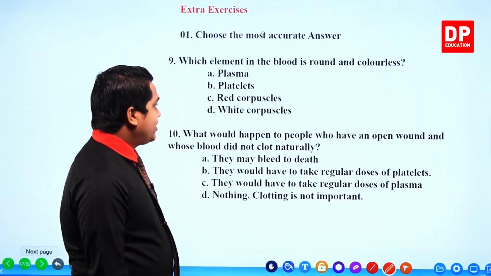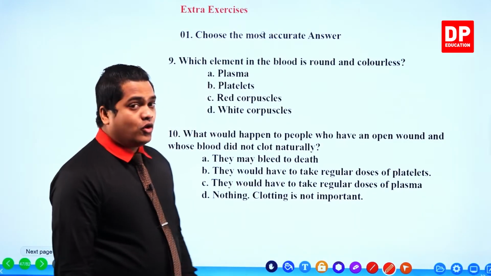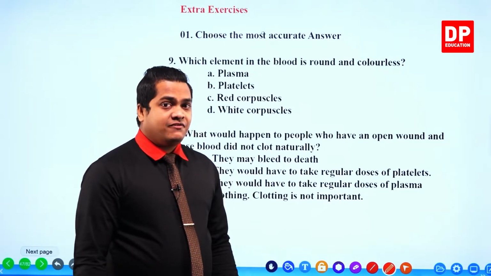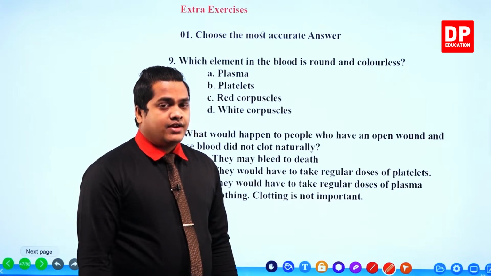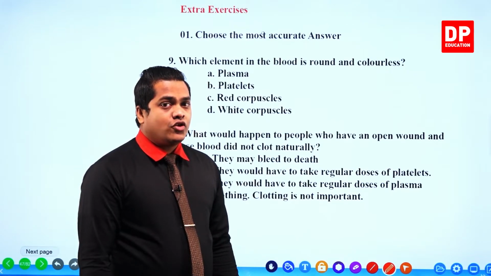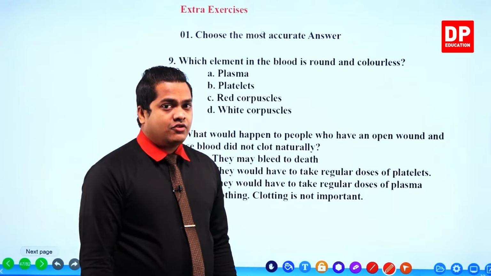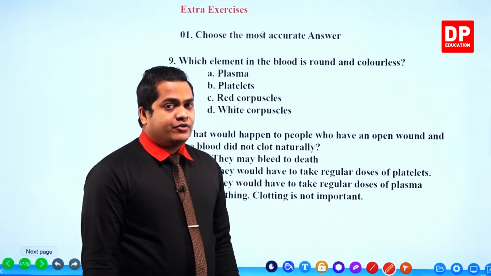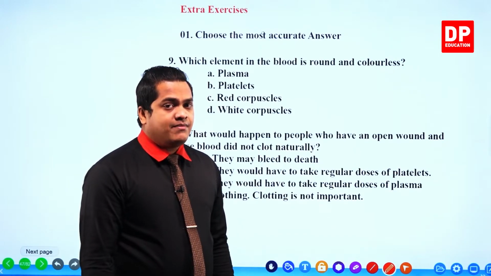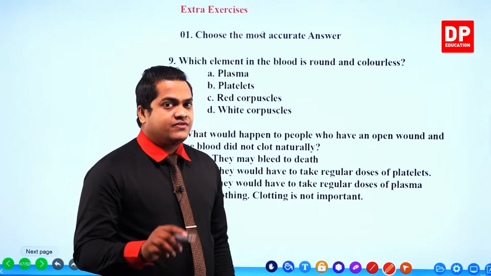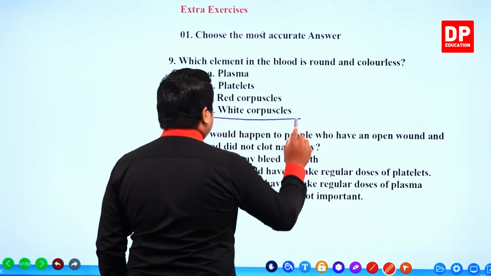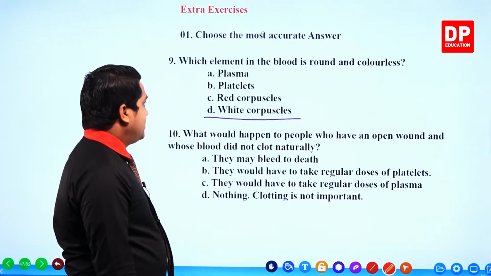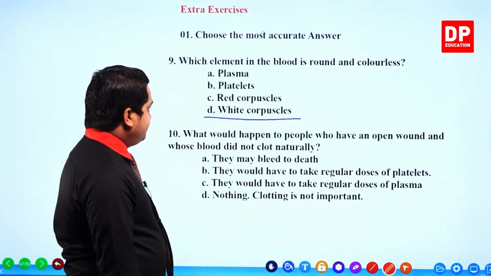Next one, red corpuscles. In the name itself, it is referring to red color, right? And the other thing is that it is not round, it has a biconcave shape, both the sides are concave. Then I told you that the white blood cells are in a spherical, round shape. So my dear children, white corpuscles are the answer. Then next one.